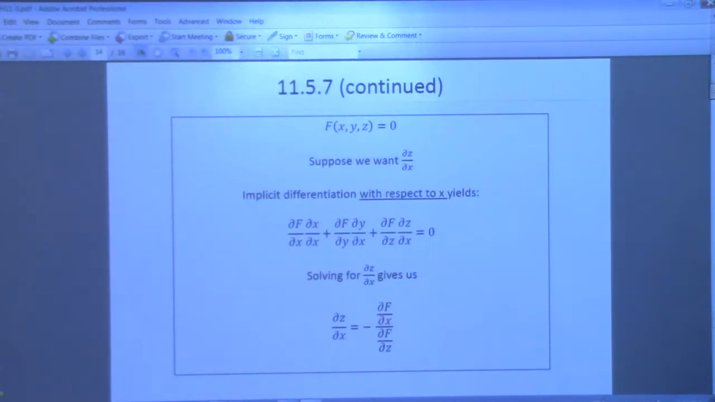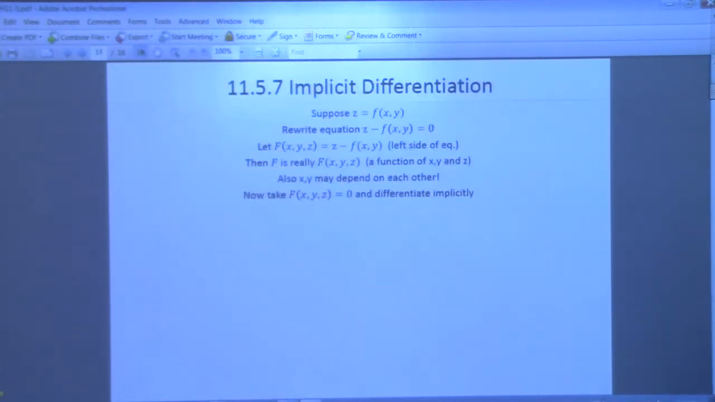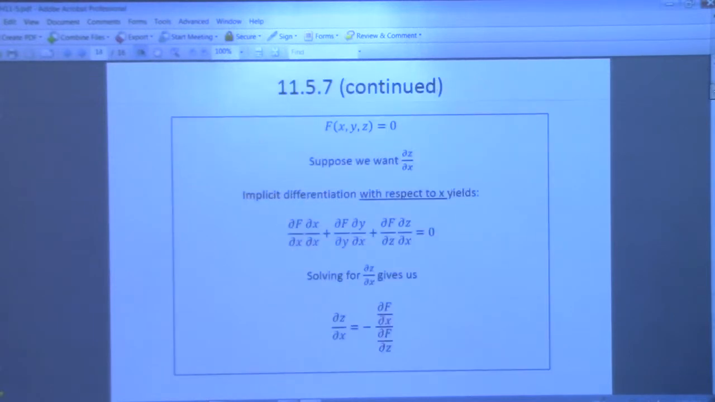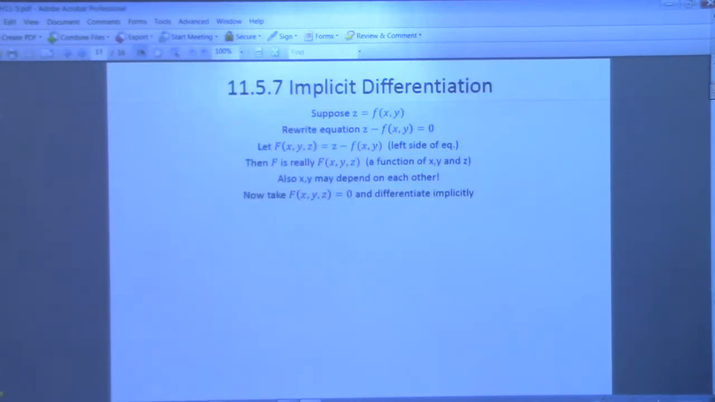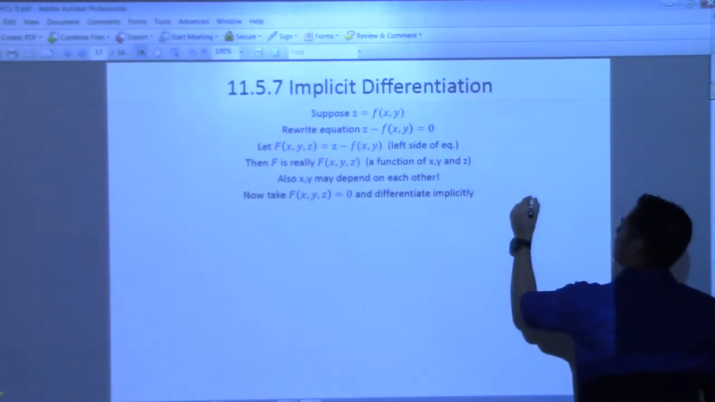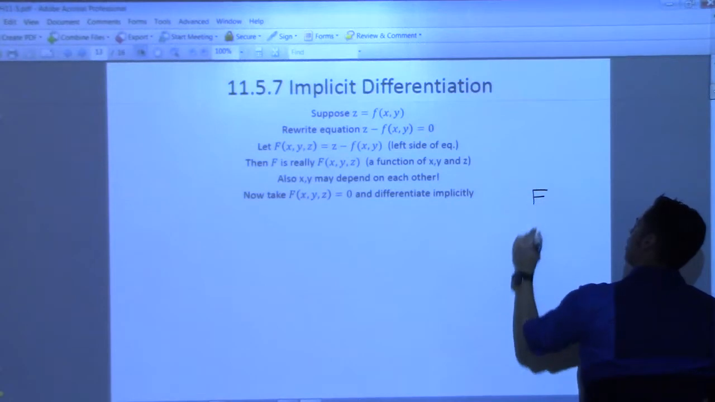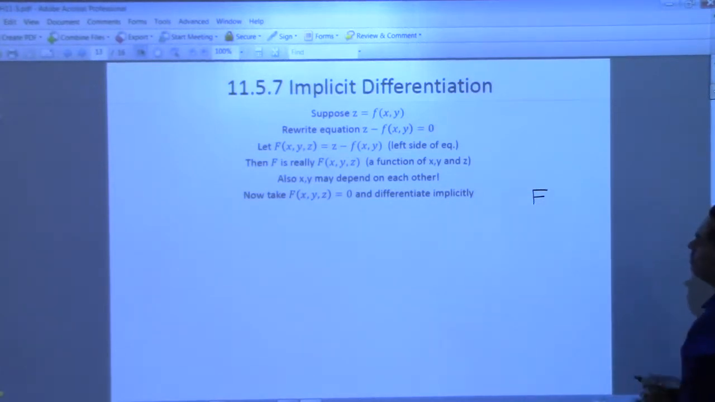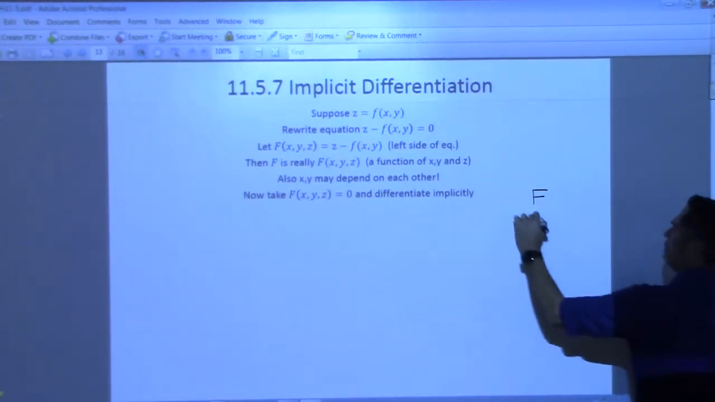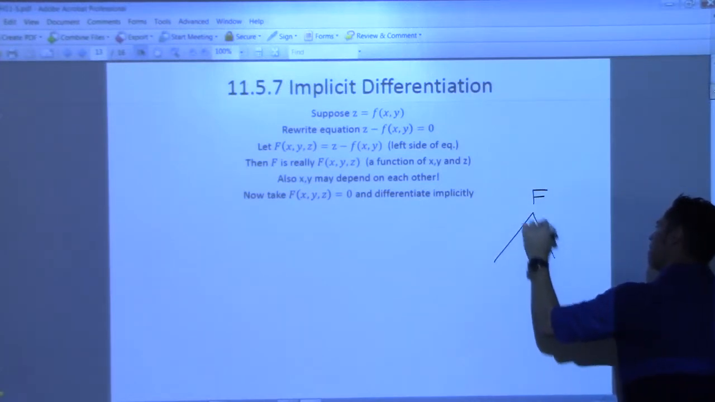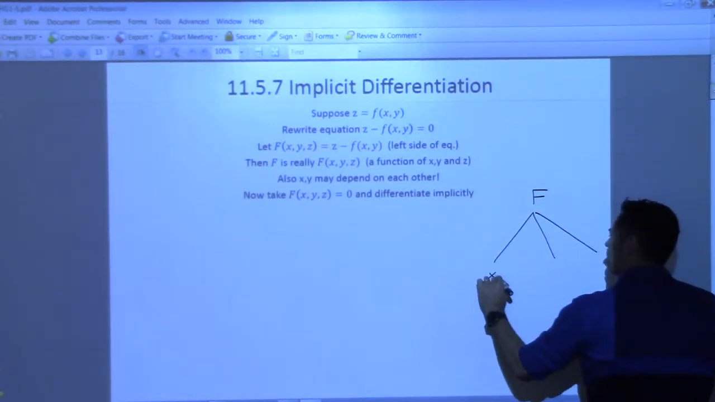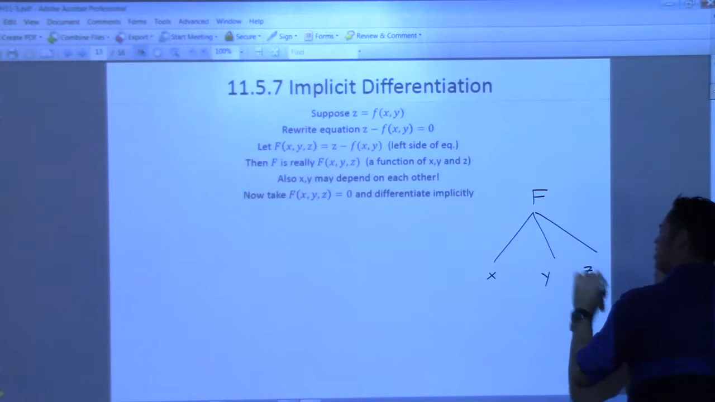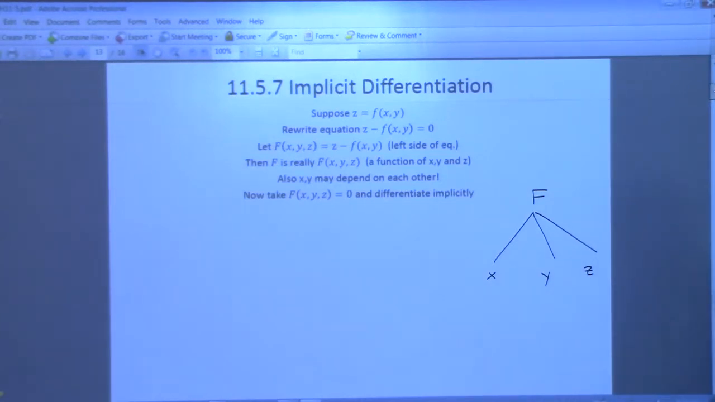And let me see here. I'm wondering if I want to do an example first. So F depends on what things? Okay, x, y, and z. Right? X, y, and z. Does that make sense? That F would depend on that?